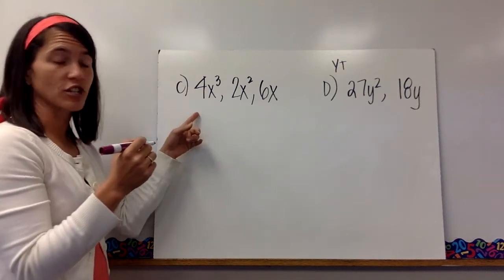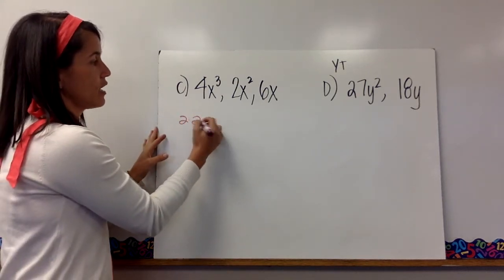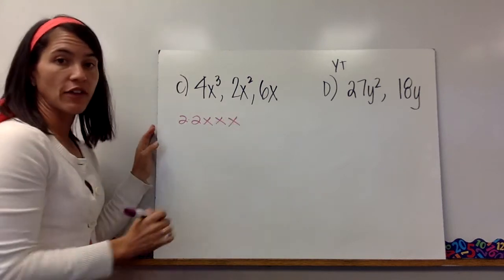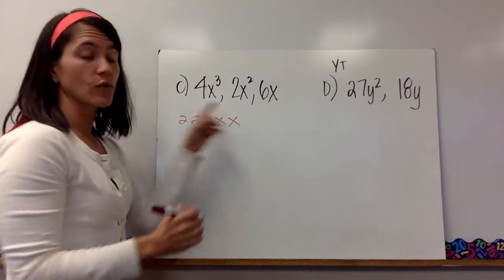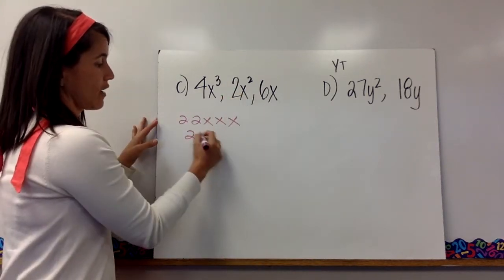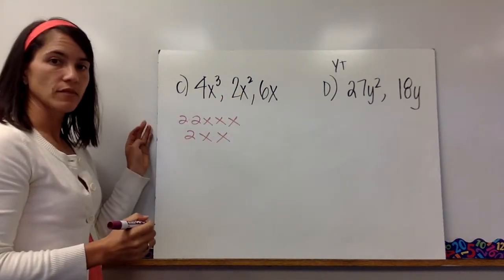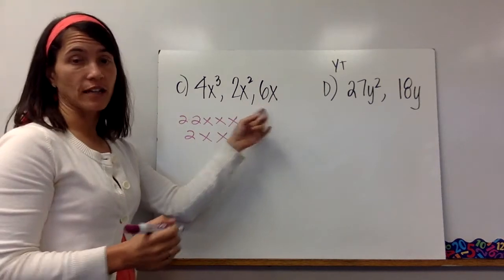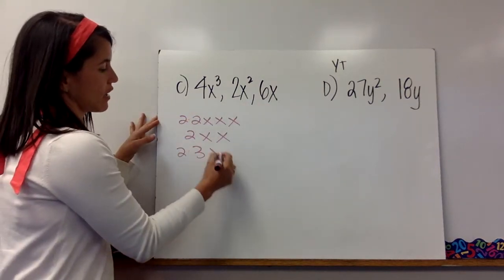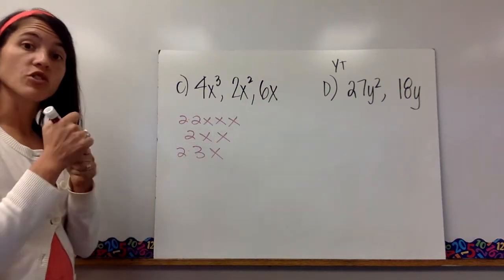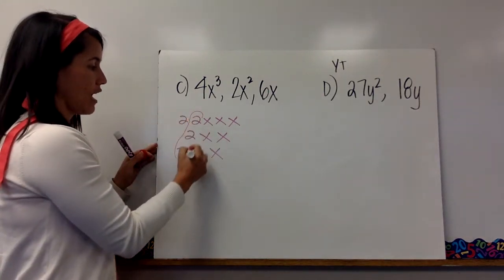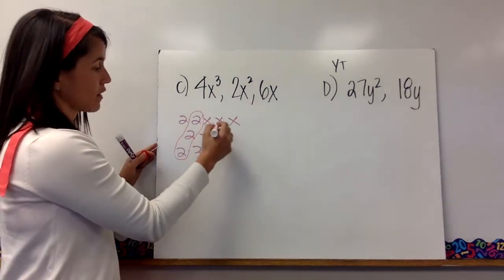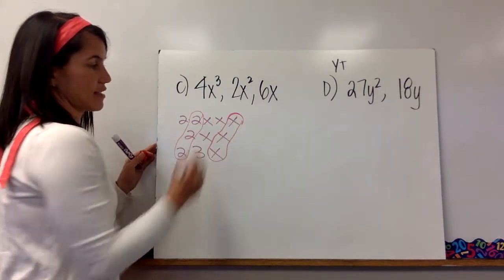The prime factorization of 4x squared is 2 times 2, and then 3 x's. The prime factorization of 2x squared is 2, and then 2 x's. The prime factorization of 6x is 2 times 3, and then 1 x. Once you write the prime factorization, you can find what they have in common. They all have a 2 in common, and they all have an x in common.